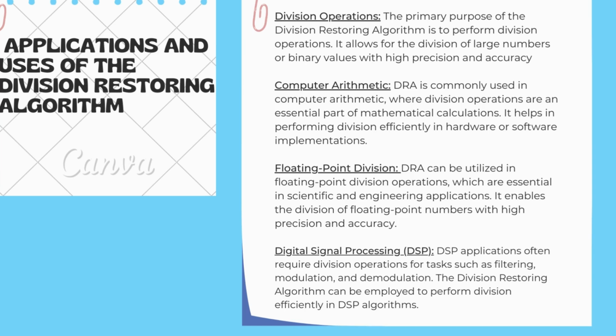Second is computer arithmetic. The restoring algorithm is commonly used in computer arithmetic, where division operations are an essential part of mathematical calculations. It helps in performing division efficiently in a hardware or software implementation. Third is floating point division. It can be utilized in floating point division operations, which are essential in scientific and engineering applications. It enables the division of floating point numbers with high precision and accuracy.